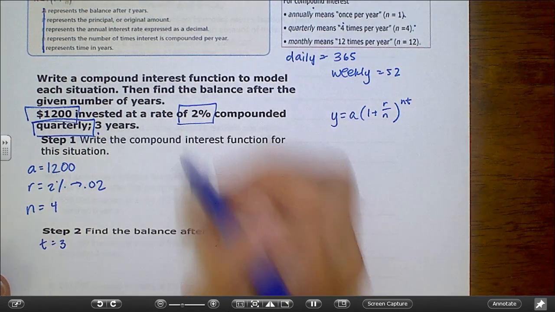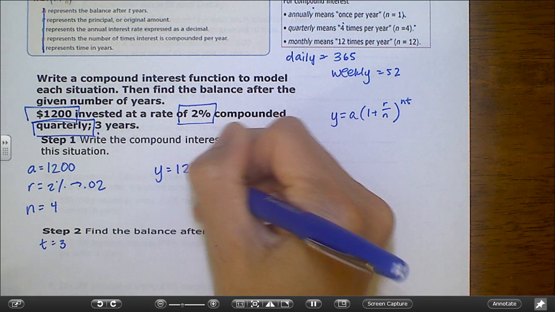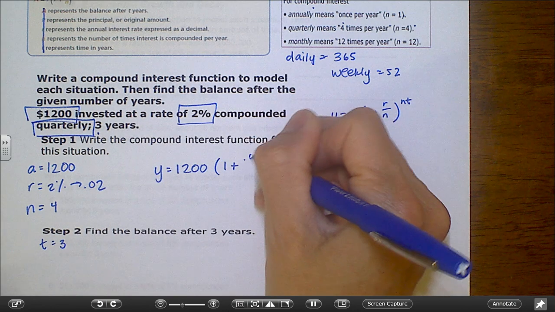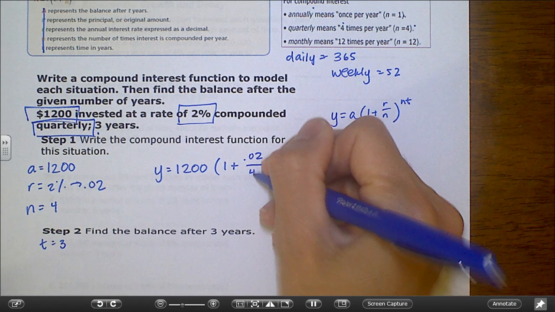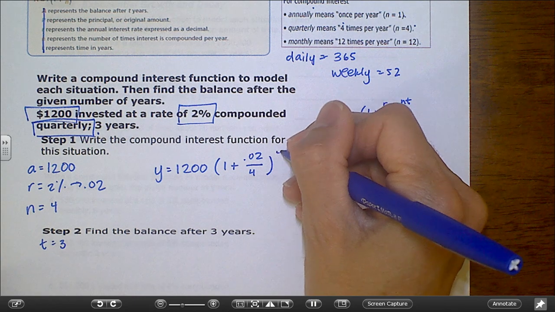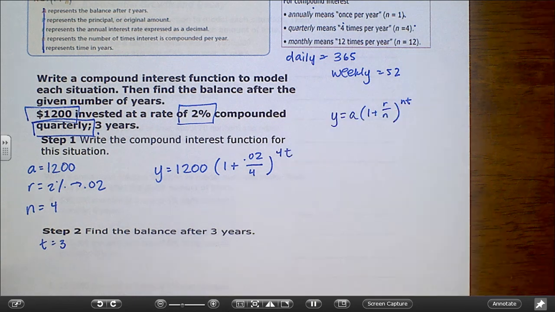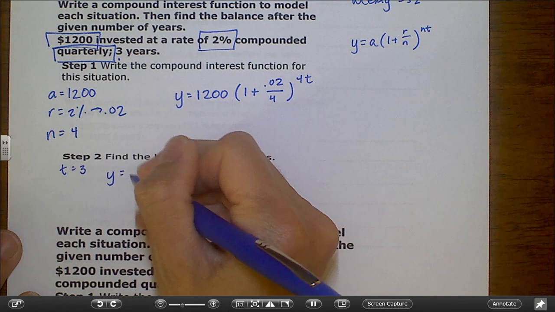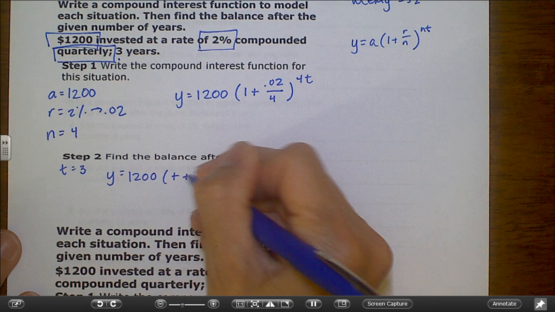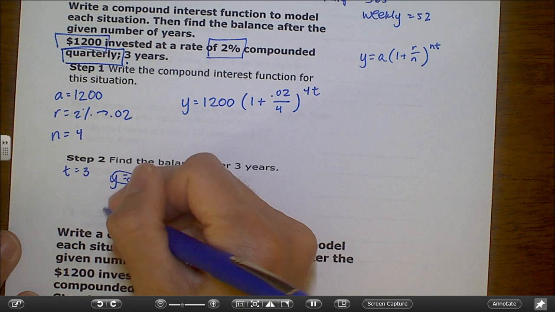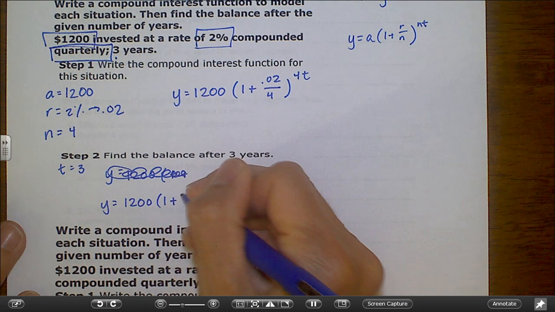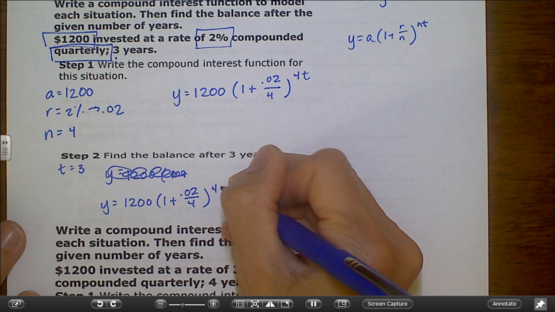So that's your variable. So y equals 1,200 times 1 plus my rate, which is 0.02, over my number of times compounded, which is 4, raised to the number of times compounded, which is 4, times my variable, which is t. So that is my function. And now I plug 3 in for t, and I put this in the calculator. So y equals 1,200 times 1 plus, oops, not plus plus. Let me start that over. y equals 1,200 times 1 plus 0.02 over 4 to the 4 times 3.